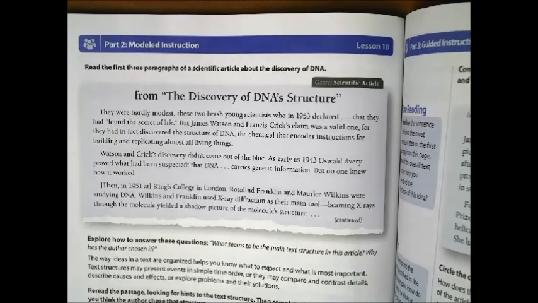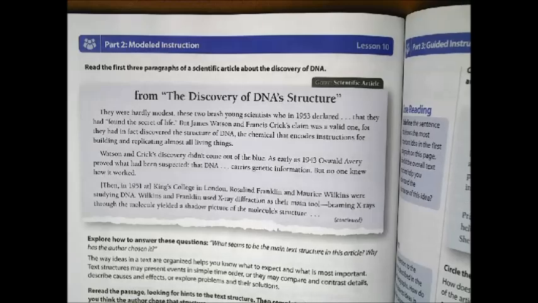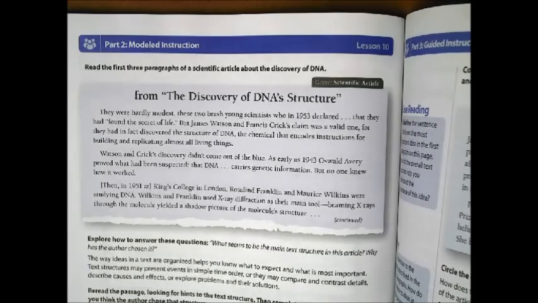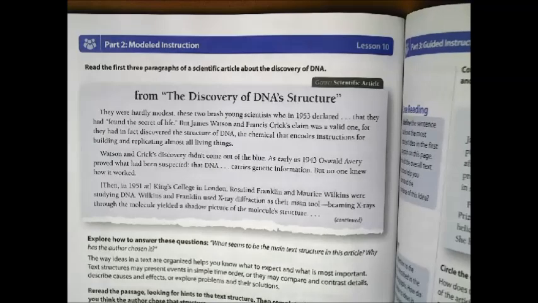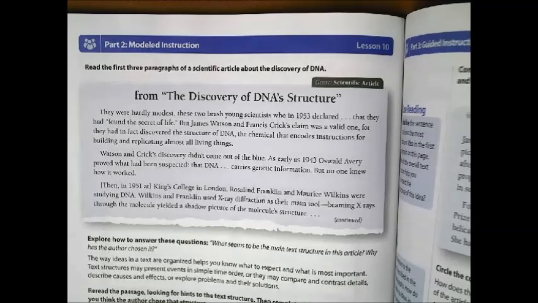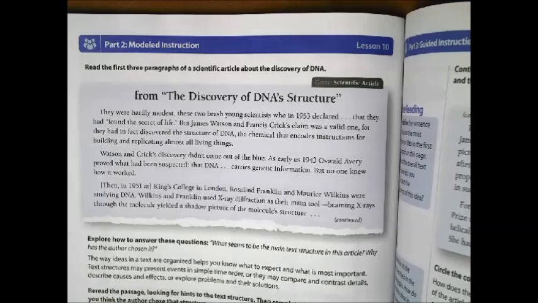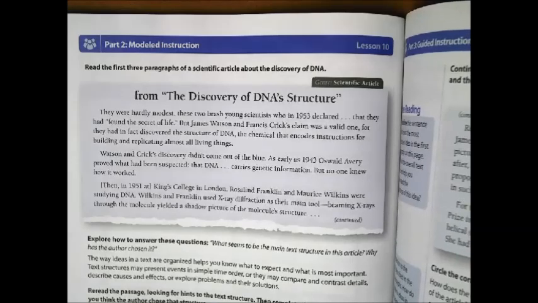Watson and Crick's discovery didn't come out of the blue. As early as 1943, Oswald Avery proved what had been suspected, that DNA carries genetic information, but no one knew how it worked. Then, in 1951, at King's College in London, Rosalind Franklin and Maurice Wilkins were studying DNA. Wilkins and Franklin used X-ray diffraction as their main tool, beaming X-rays through the molecule, yielding a shadowy picture of the molecule structure.